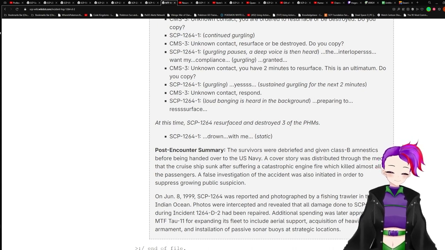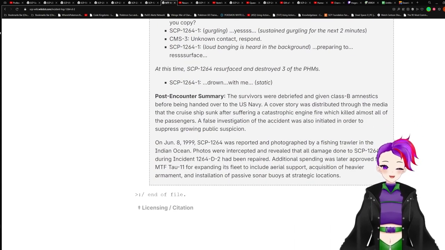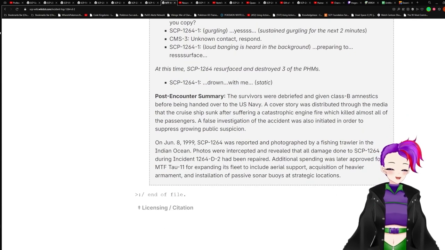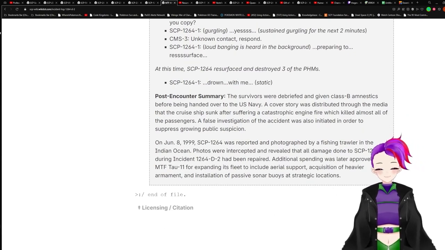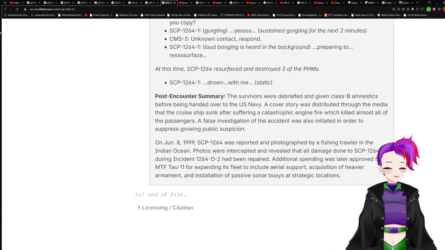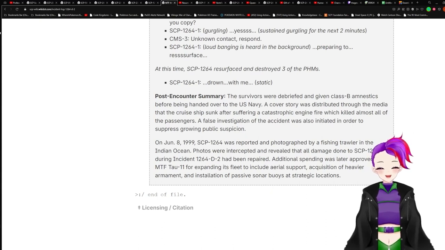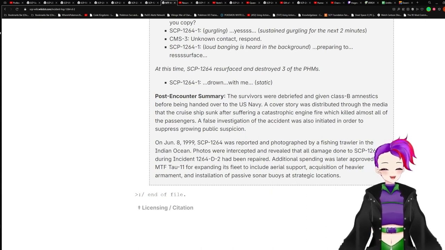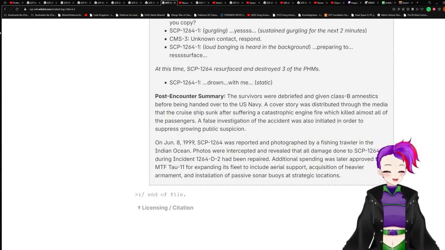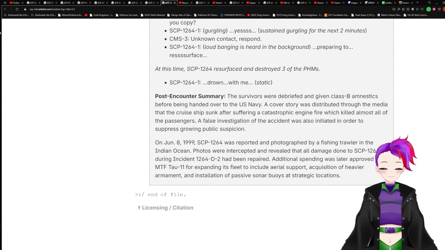Static. Post-encounter summary: the survivors were debriefed and given Class B amnestics before being handed over to the U.S. Navy. A cover story was distributed through the media that the cruise ship sunk after suffering a catastrophic engine fire, which killed almost all of the passengers. A false investigation of the accident was also initiated in order to suppress growing public suspicion.